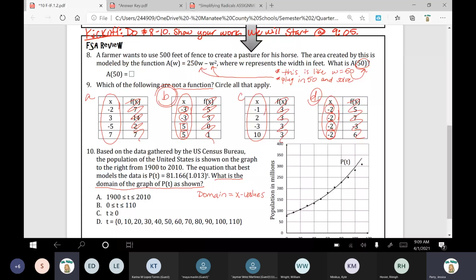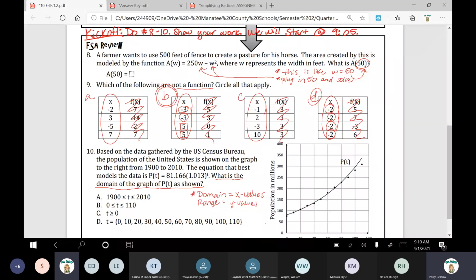But number 10, it says, based on the data gathered by the U.S. Census Bureau, the population of the United States is shown on the graph to the right from 1900 to 2010. The equation that best models the data is P(T) equals all of that there. What is the domain of the graph of P(T) as shown? So I underline your main question, because pretty much all the rest is just to confuse you. It's really asking, what is the domain of the graph on the right? Domain, I gave you a little hint, is all of your X values. That means range is all of your Y values.